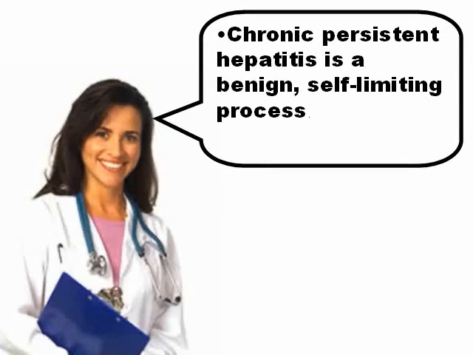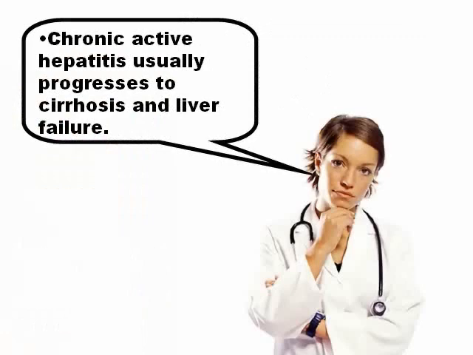There are two chronic hepatitis. Chronic persistent hepatitis is benign. It's a self-limiting process, but chronic active hepatitis is not, and usually progresses to cirrhosis, liver failure, or even cancer of the liver.